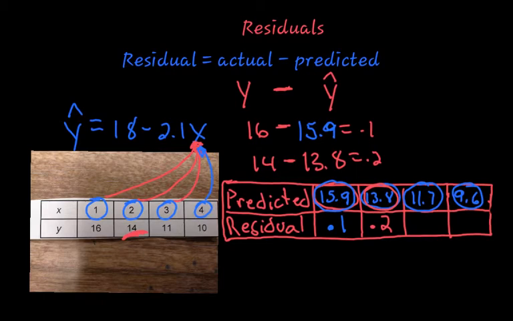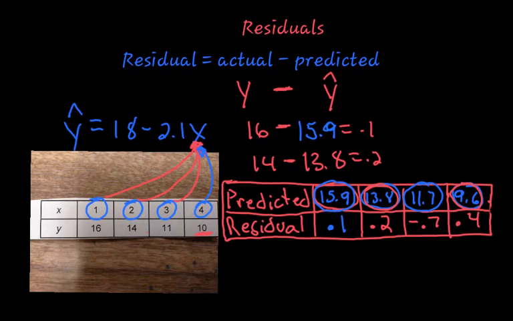And the next one, you get the next y value, which is 11, minus 11.7, and that's going to be negative 0.7. Then you get the last y value in the table, so we have 10 minus 9.6, and that's going to equal 0.4. So that's how you get the residuals. We find the predicted value first, and then we subtract: actual minus predicted.